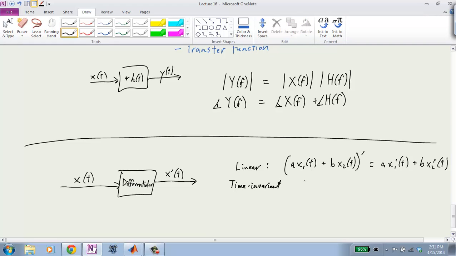Because if we said, let's take the derivative of x of t minus capital T, in other words, put that into our system, then we know how to use the chain rule for derivatives. It's going to be x prime of t minus capital T times the derivative d dt of t minus capital T, which is just 1, right? So it's just this here. Therefore, shifting beforehand and taking a derivative is the same as taking the derivative and then shifting. Okay, so this is LTI.